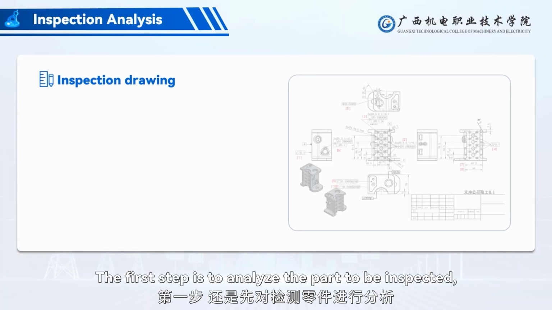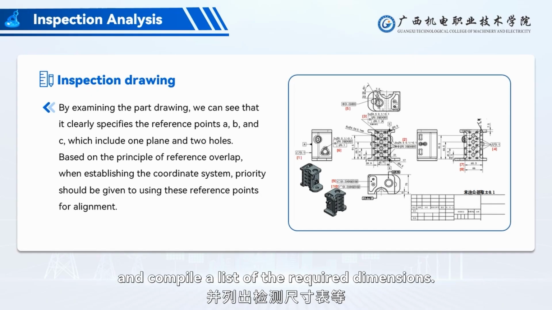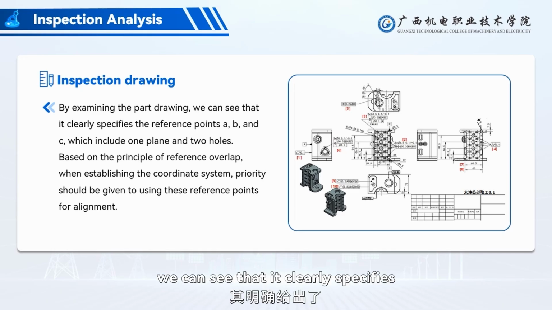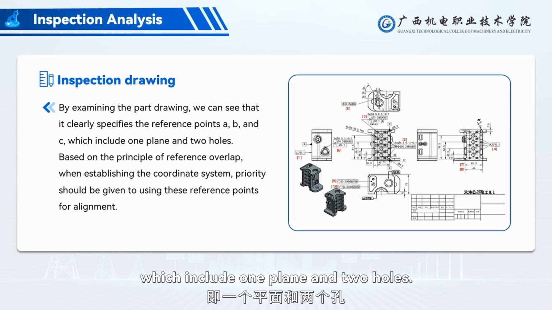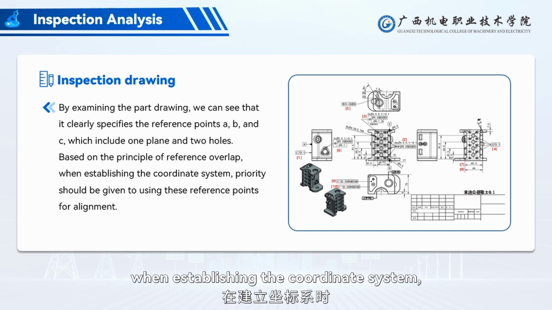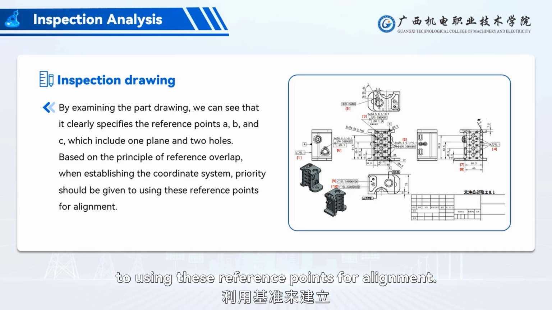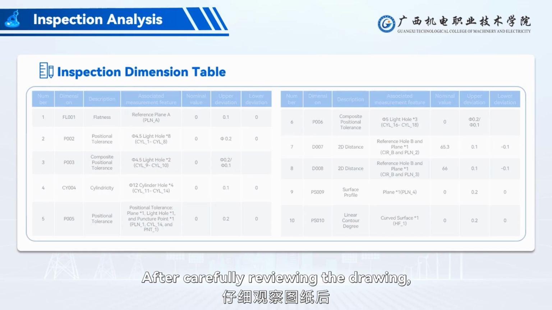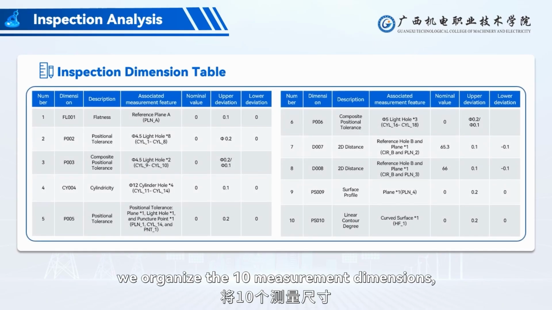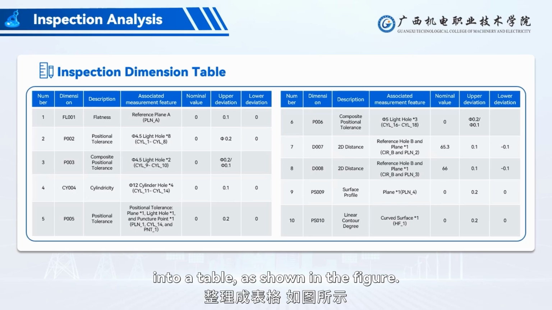The first step is to analyze the part to be inspected, familiarize ourselves with the inspection content, and compile a list of the required dimensions. By examining the part drawing, we can see that it clearly specifies the reference points A, B, and C, which include one plane and two holes. Based on the principle of reference overlap, when establishing the coordinate system, priority should be given to using these reference points for alignment. After carefully reviewing the drawing, we organize the 10 measurement dimensions, associated features, nominal values, and tolerances into a table, as shown in the figure.